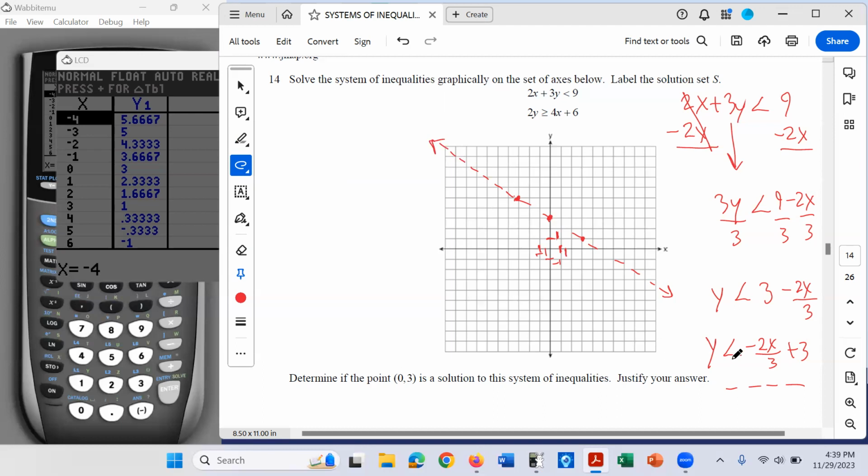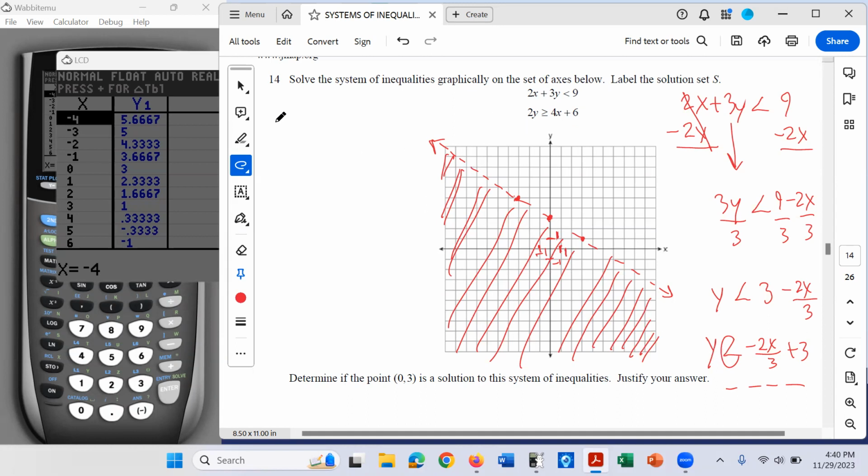Cool. Now, how are we shading? This reads y is less than. So we shade below. And also, if I drew the Pac-Man eating y? No. So we shade below. Only shade above when Pac-Man eats the y. Got it. So what's next?